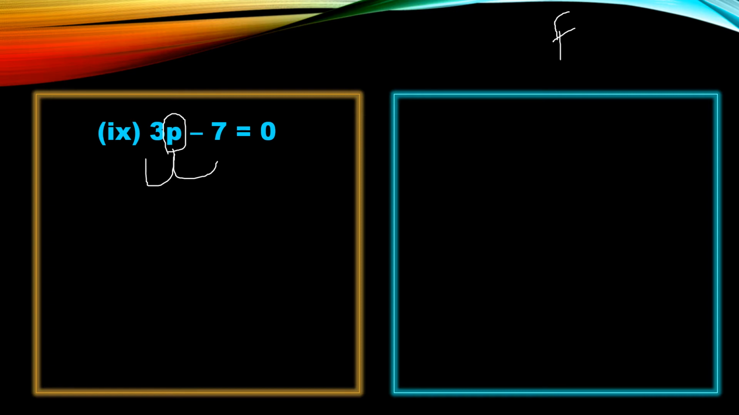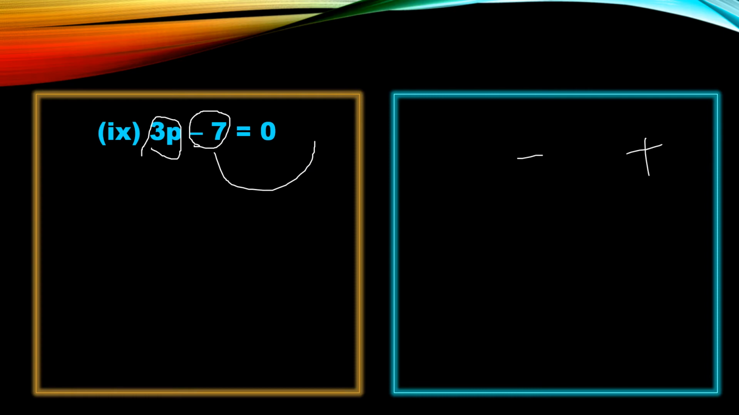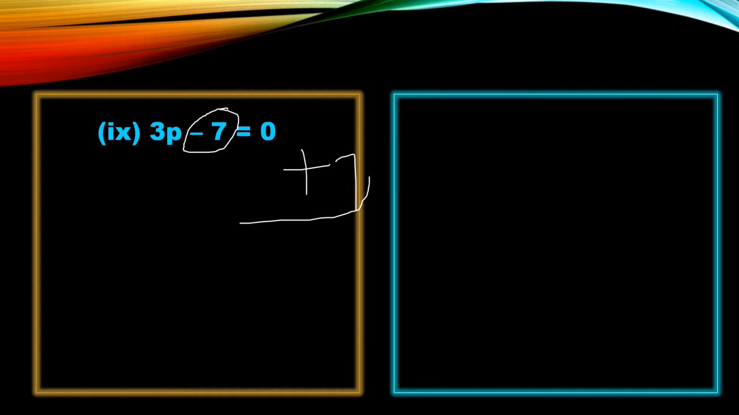Now here we have 3 with the variable. We should send this 3. But before that, we have minus 7 with this one. First, you should send this minus 7 there. Whenever minus goes there, it becomes plus. And when plus goes there, it becomes minus. And when into goes there, it becomes division. And when division goes there, it becomes into or multiplication. So here first we need to send minus 7 there. So it becomes plus 7. Now after doing this summation, you send this 3 there.